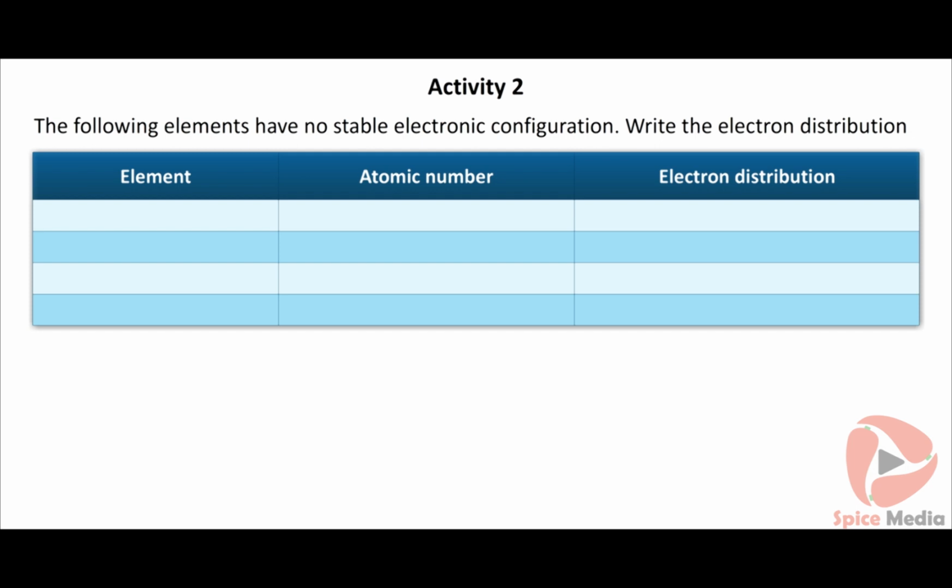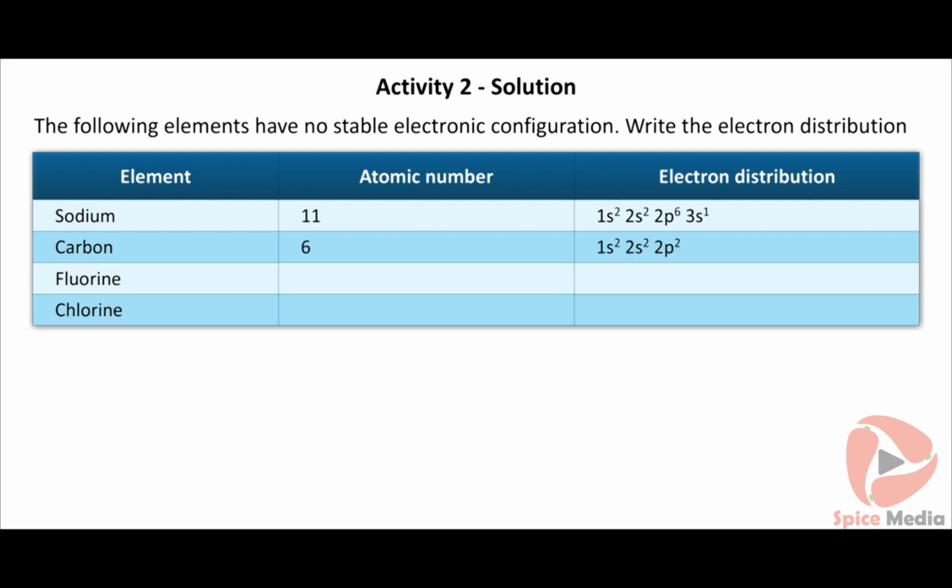Write the electronic distribution: sodium, carbon, fluorine, chlorine. The answer is sodium, atomic number 11, electron distribution 1s2 2s2 2p6 3s1. Carbon, atomic number 6, electron distribution 1s2 2s2 2p2. Fluorine, atomic number 9, electron distribution 1s2 2s2 2p5. Chlorine, atomic number 17, electron distribution 1s2 2s2 2p6 3s2 3p5.